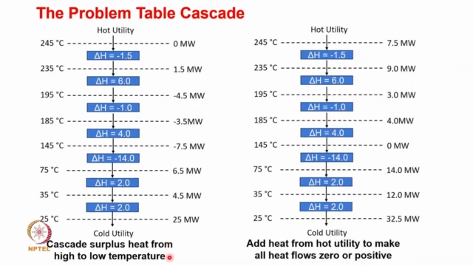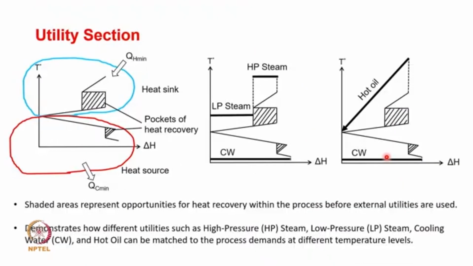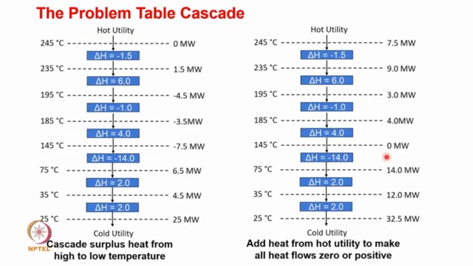In the cascade, surplus heat is transferred from high to low temperature, and of course the remaining. So to make the maximum here, the maximum deficit is minus 7.5, and you can add that by supplying a heat utility value of 7.5, and the whole becomes 0. So once that is done, see what we have done? We have added additional heat utility and additional cold utility.